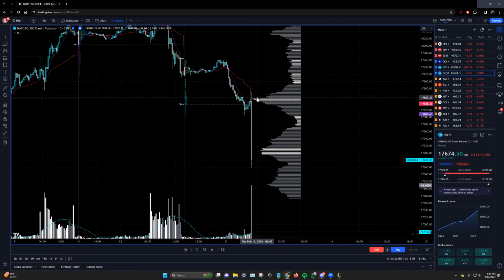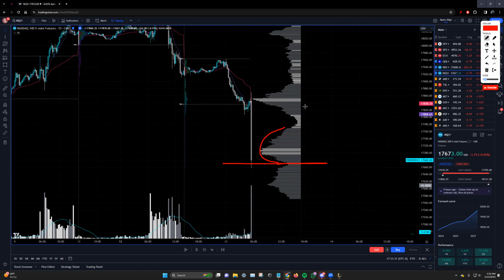Boom. Went right through the low volume node. Look at where we got to. It's, quote unquote, a relative low volume node in comparison to the rest, right? Went right through that distribution from one to another. And then we can even speed this up again.